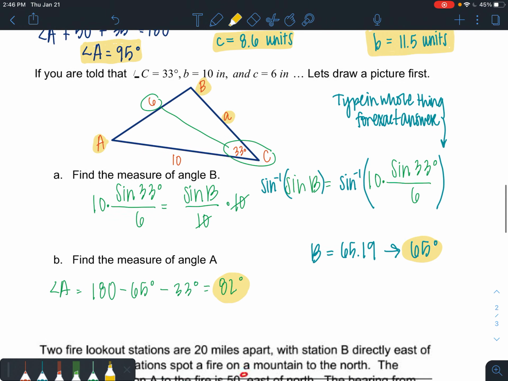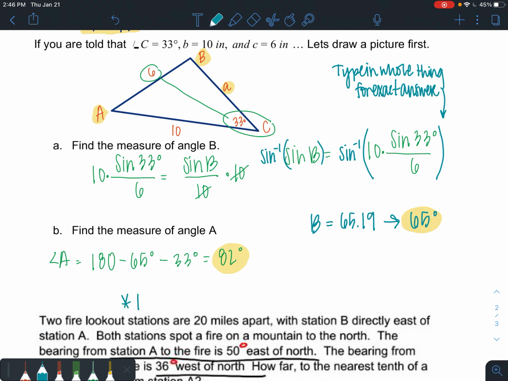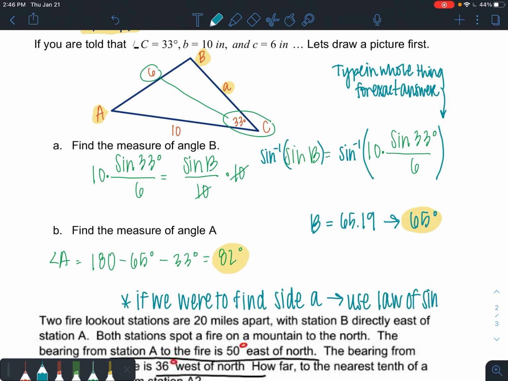If we were to find side A, we would use the law of sines again, just like in the problem before it.